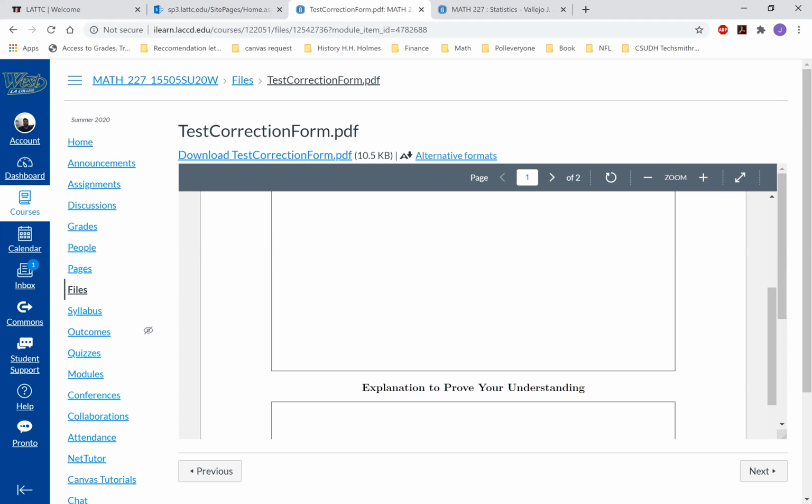All right, once again, there is no limit to how many test corrections you could do. So you could do test corrections for all the problems, it doesn't really matter to me. So there's no limit, but there is a limit on how many files I want you to upload. There should only be one file uploaded.